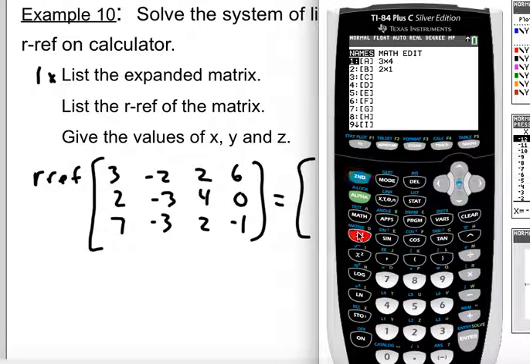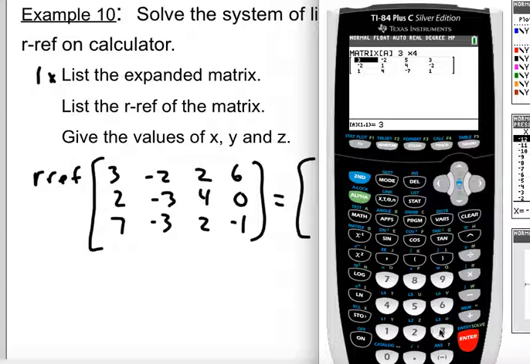So second matrix, I'm already in there. I'm going to go over and edit matrix A there. I've already got a 3 by 4 in there, so now let's just put our new numbers in there. 3, negative 2, 2, 6, row 2, 2, negative 3, 4, 0, and the last row 7, negative 3, 2, negative 1.